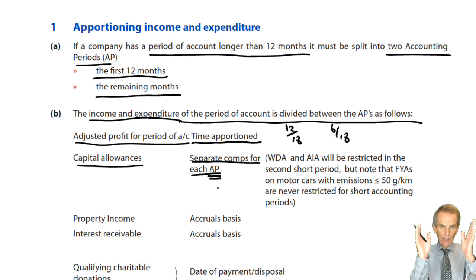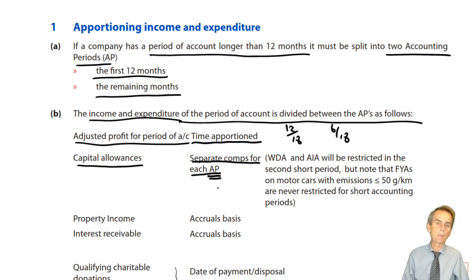But again, AIA expenditure, cars other than low emission, so WDA expenditure, because we do not have AIA on cars, and we then take the relevant WDA, depending again on whether or not these cars go into main pool or special rate pool there, again, depending upon the CO2 emissions. Take out any disposals, of course, from any of those pools, be it main or be it special rate. And on that remaining balance, calculate your WDA.